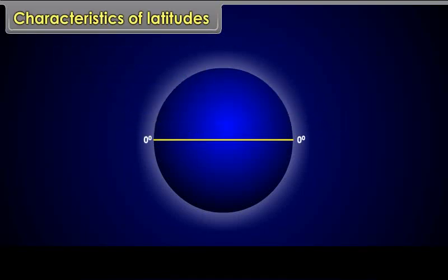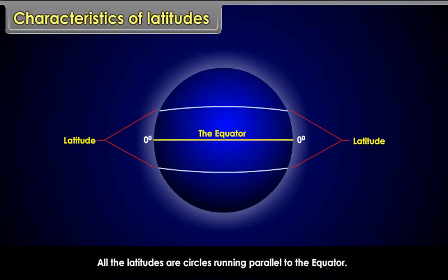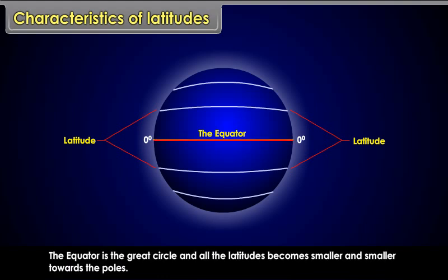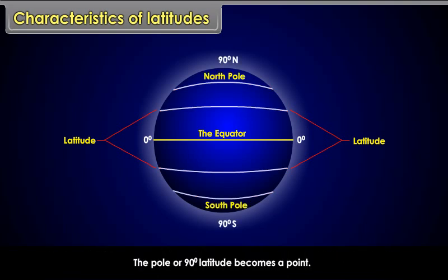Characteristics of latitudes. All the latitudes are circles running parallel to the equator. The equator is the great circle and all the latitudes become smaller and smaller towards the poles. The pole or 90-degree latitude becomes a point. They run in east-west direction. They help in locating different objects on the ground. They help in understanding the climate of a place.